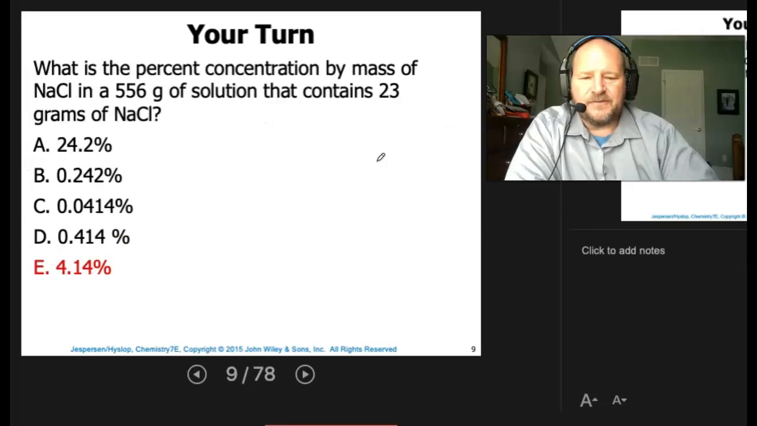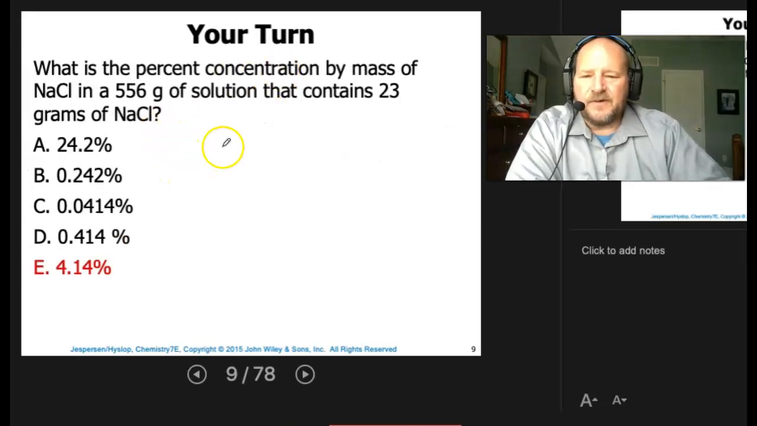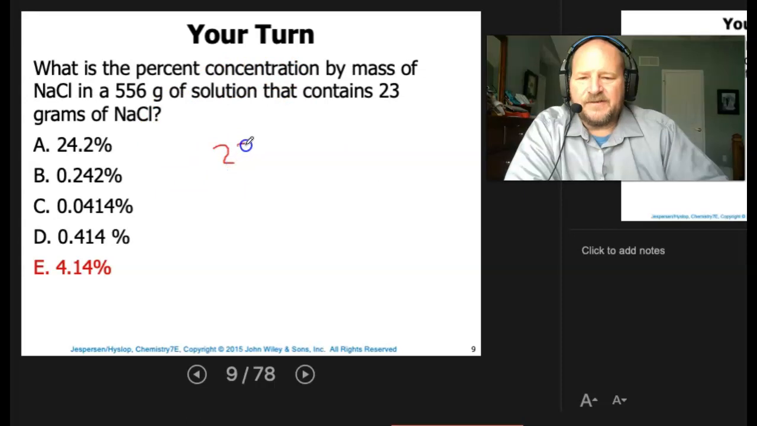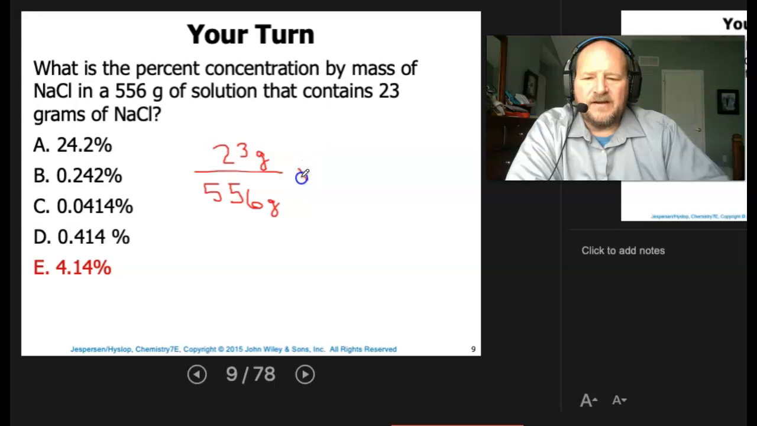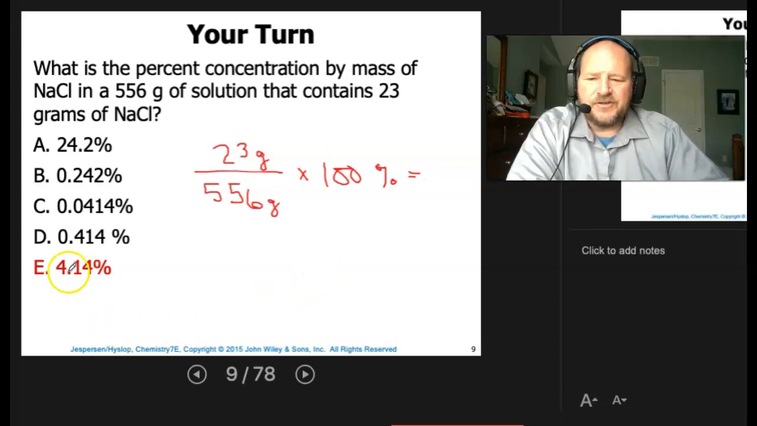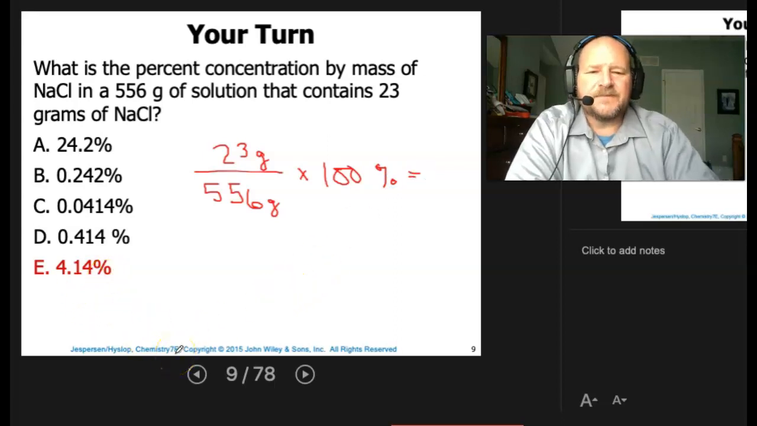Oh, they didn't show us their work. So let's look at the work here. So what we're going to do is take the 23 grams. We're going to divide that by 556 grams. And then we're going to multiply that by 100%. And that's how we should have gotten the 4.14.